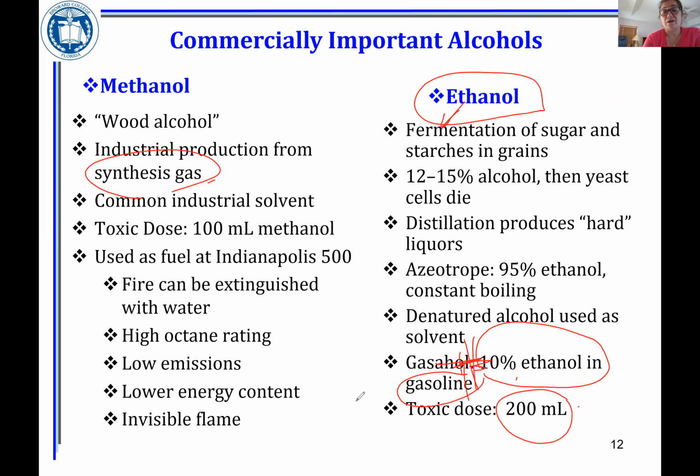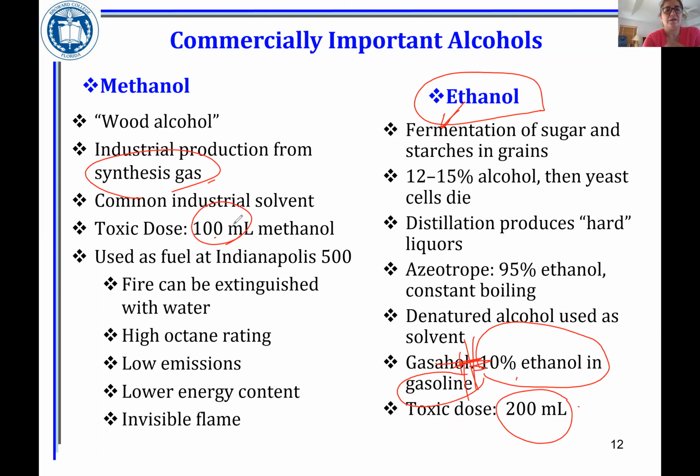Methanol is a toxic alcohol. So is the wood alcohol. It does cause blindness and death at the higher dose. The toxic dose is much lower here, 100 milliliters, but even lower than that, it can cause brain damage and blindness. So the properties are different.